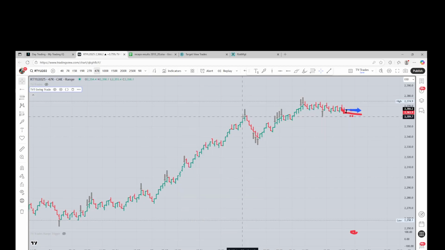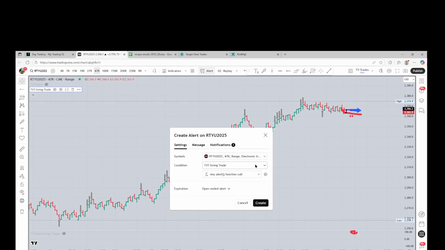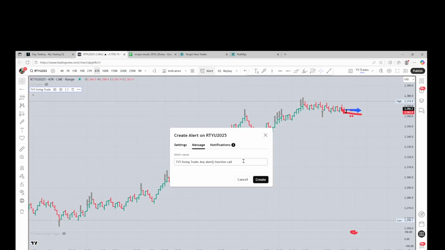Right, so right in here, if you want to be alerted whenever there was a gray arrow, come in here under alert. You do swing trade, any alert function call, and in here you just put in the symbol and it will give you the information about it being a pre-alert or not.